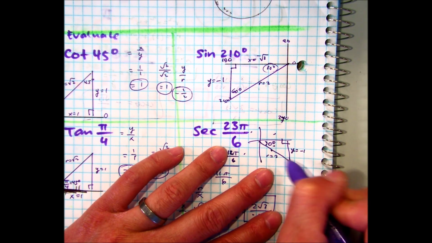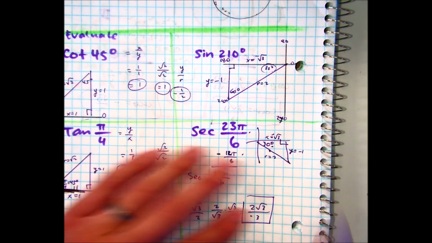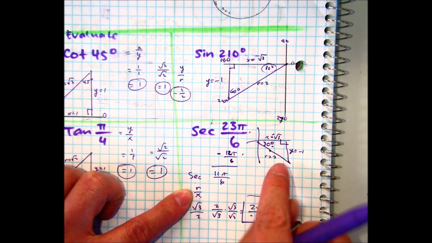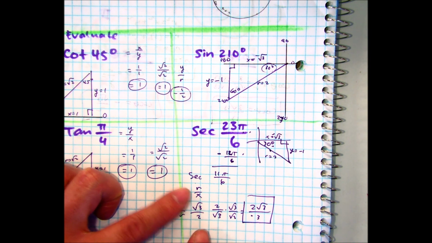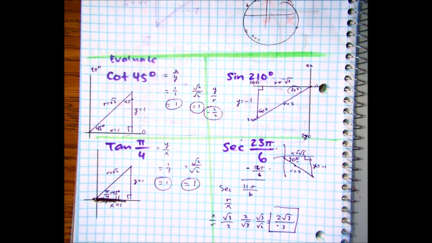And I have a y equals negative 1, r equals 2, across the 60, x is equal to a positive radical 3. And you're just doing the same thing. R over x would have given you 2 over radical 3. So I'm hoping that you see this problem, you get to see both the unit circle and the triangles.